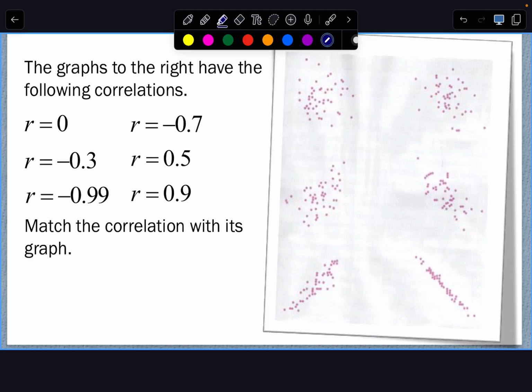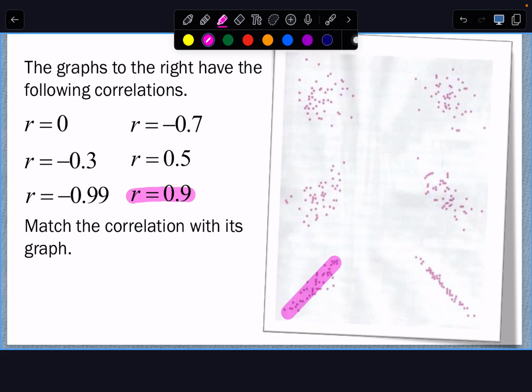So if I'm trying to match these up, if I were to look at the correlation of positive 0.9 here, which graph would most likely correspond to that particular correlation value? The bottom left. Why? Yeah, because that's a positive association. It's pretty strong, right? The points follow the form really closely, so it probably has a fairly large correlation coefficient, a value close to positive 1.